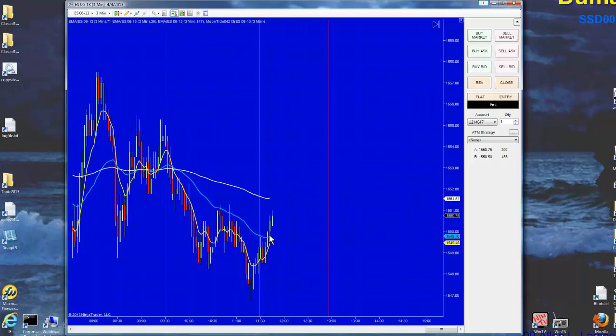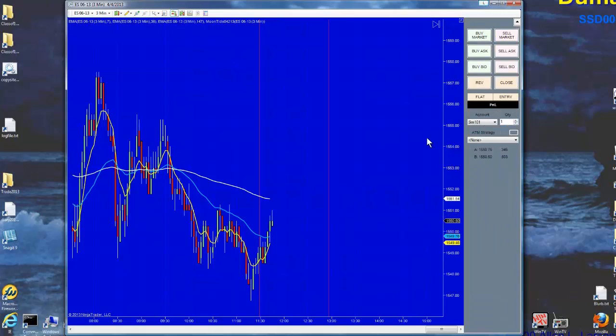If I do buy it, I can look back here at the 3-minute bars. I might put a sell point here. Let me change to the simulated account. Since I'm doing this as a demo, I don't want to be distracted by trading my real account.